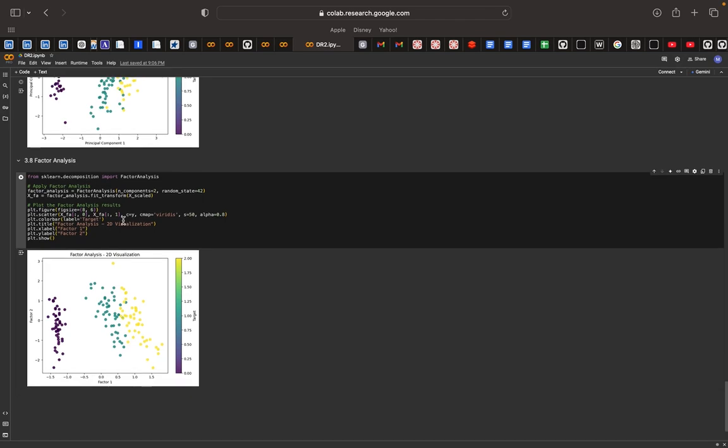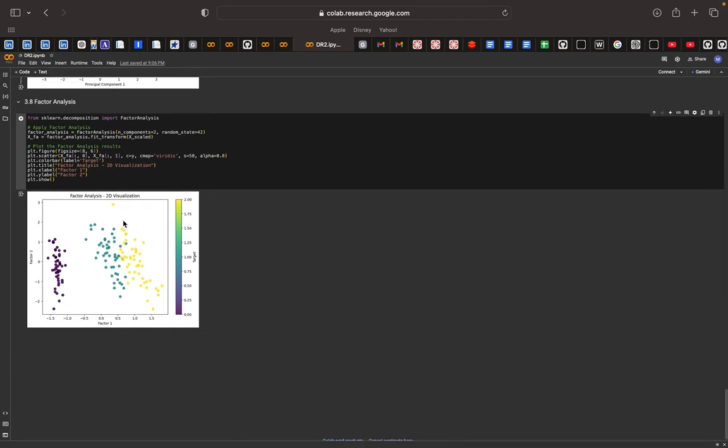And then we have factor analysis. Last time we had encoders, so finally we applied a factor analysis, which focuses on identifying latent variables. The 2D visualization we can see here highlights the underlying structure of the data, especially separating its classes based on latent factors.